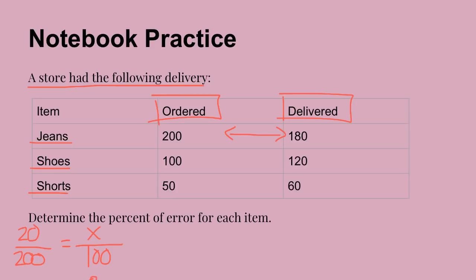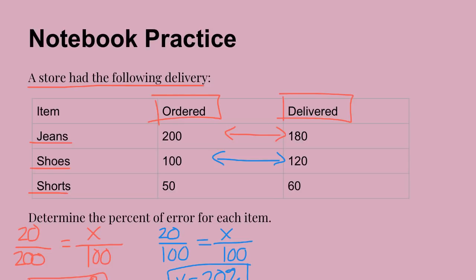Okay, let's change colors. We'll do shoes this time. So we're going to do our framework. I'm not sure what the percent is, but I know 100 lives down here. It looks like there was also an error of 20 shoes out of the 100 that they ordered. So go ahead and pick up your calculator, solve this. And this looks like the shoes had a 20% error.